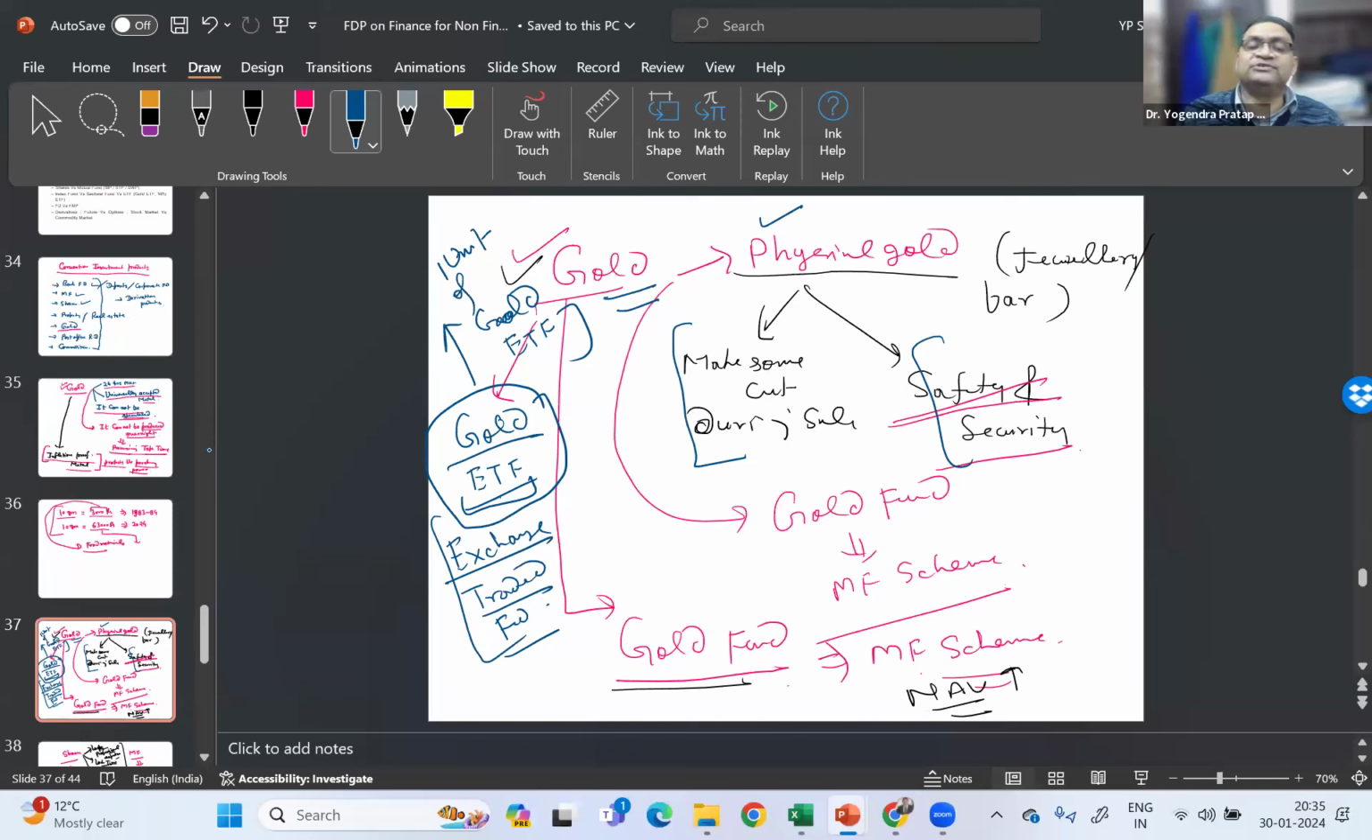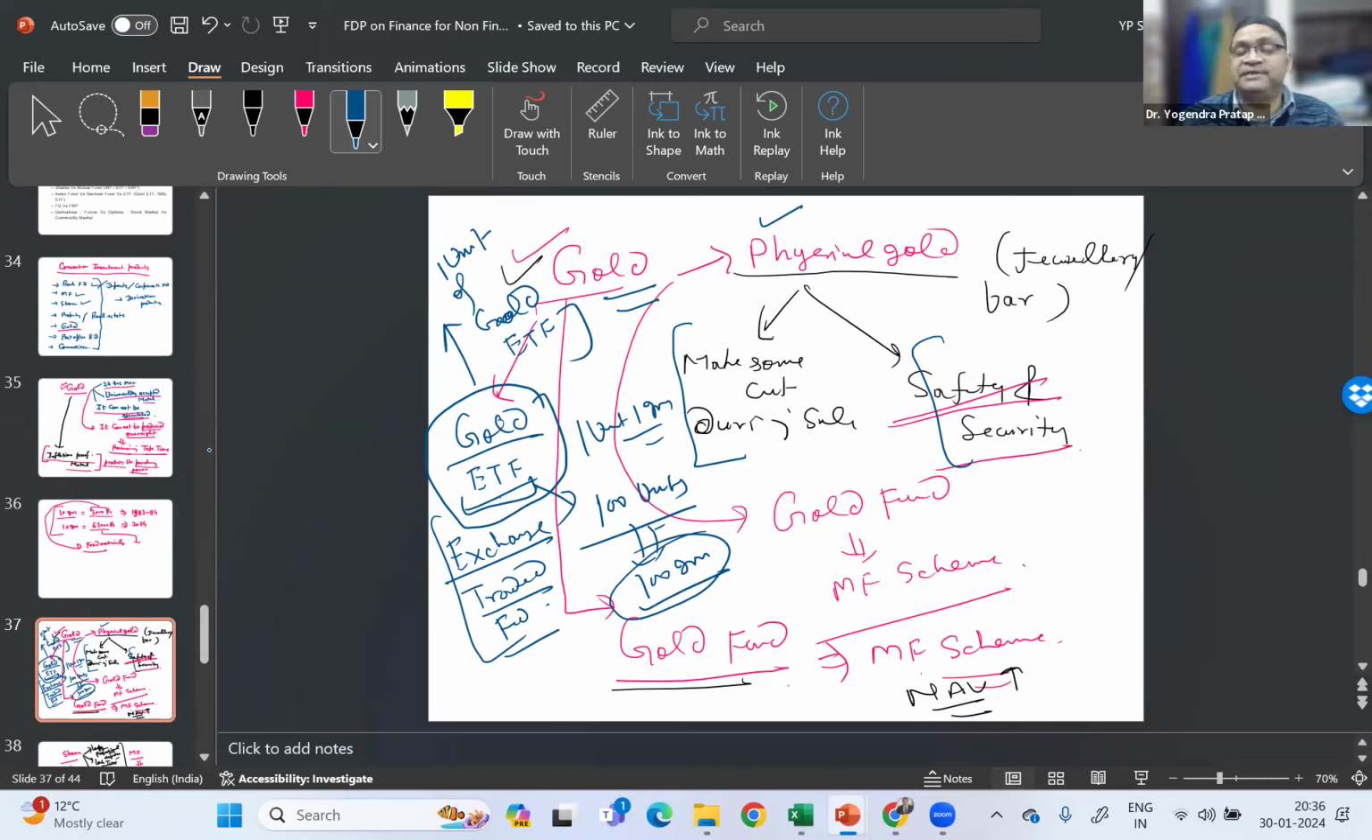Suppose after 10 years, you have accumulated, you want physical gold for the marriage of your daughter or for any jewelry and all that. Just sell the gold ETF. Suppose you sell 100 units of gold ETF. It will depend upon what the unit size of the gold ETF is. But suppose 1 unit is equal to 1 gram. Then if you have 100 units, when you sell them, with the money you get you can actually buy 100 grams of gold from the market.